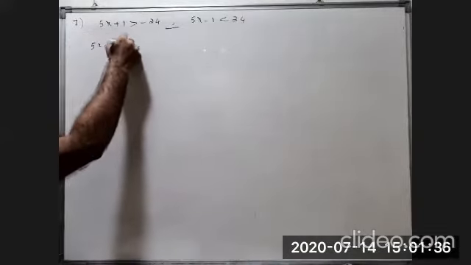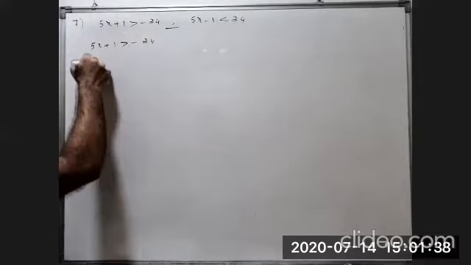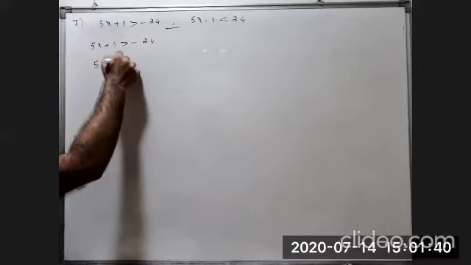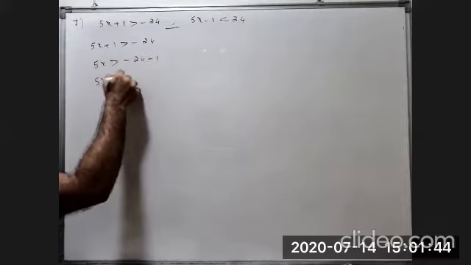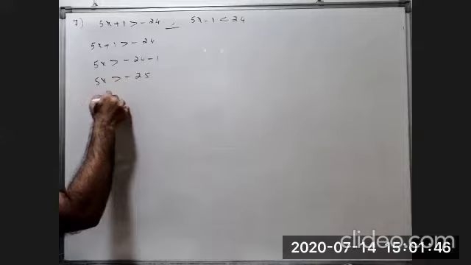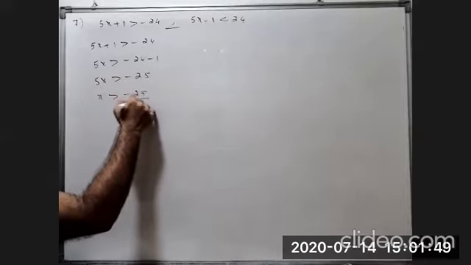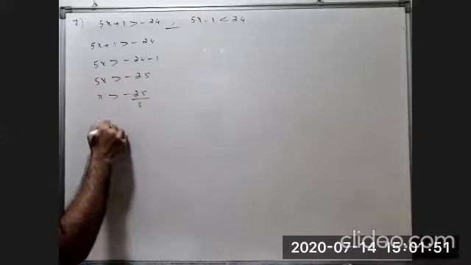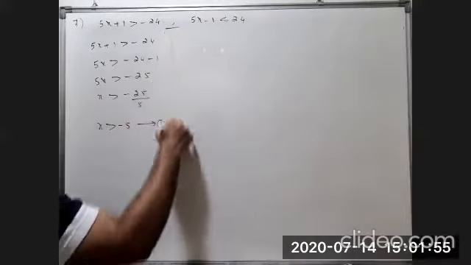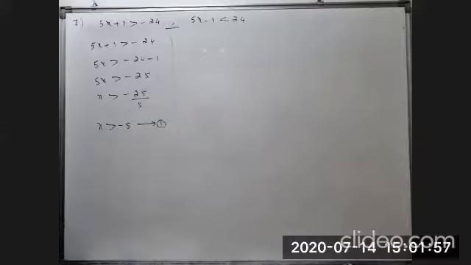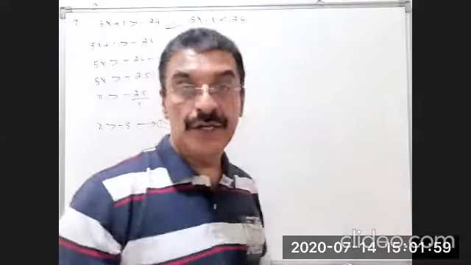5x plus 1 greater than minus 24. 5x greater than minus 24 minus 1. 5x greater than minus 25. x greater than minus 25 by 5. We got x greater than minus 5, condition 1. So from the first inequality, we got a condition.